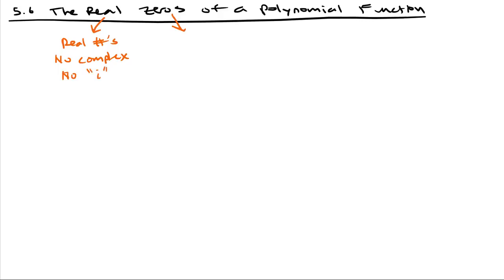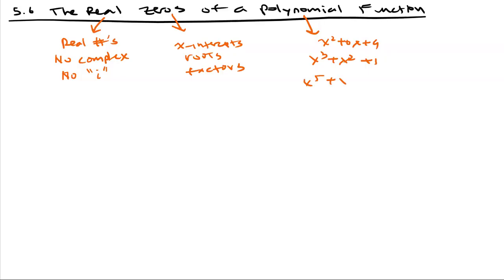Now, zeros here is referring to, and I'll distinguish between these in a second, x-intercepts, roots, factors. And then the polynomial is what we've been working with throughout the semester. So like x squared plus 6x plus 9, that's a polynomial. X cubed plus x squared plus 1 is a polynomial. X to the fifth plus x to the fourth plus 7 is a polynomial. So all of these are different types of polynomial.